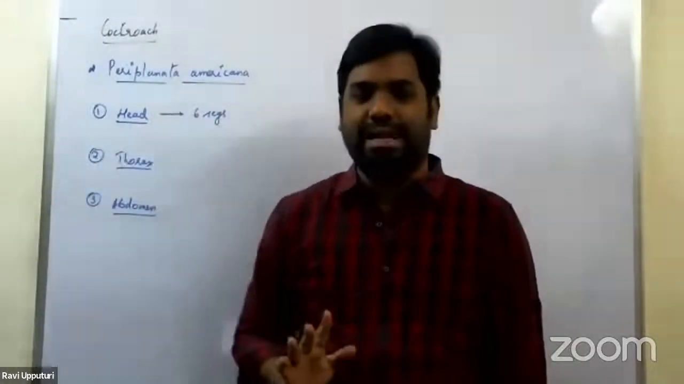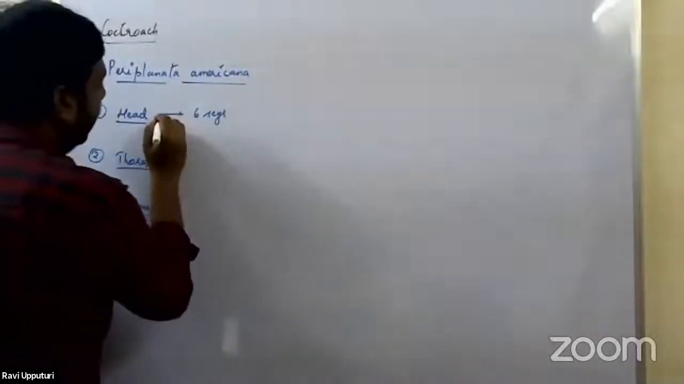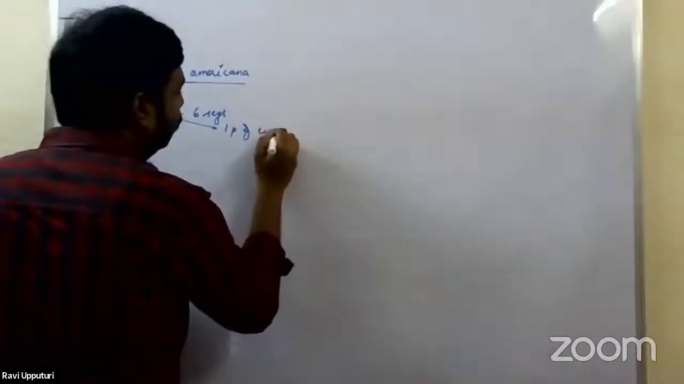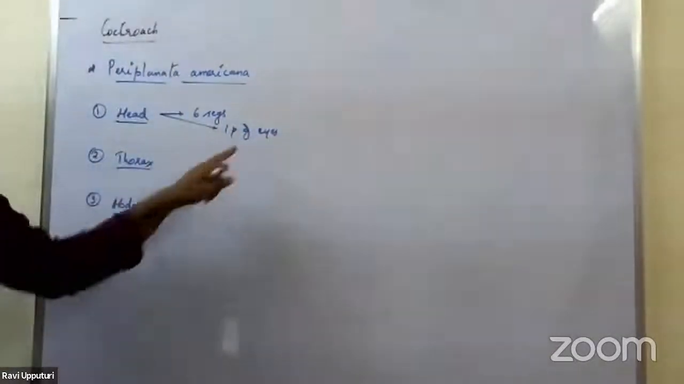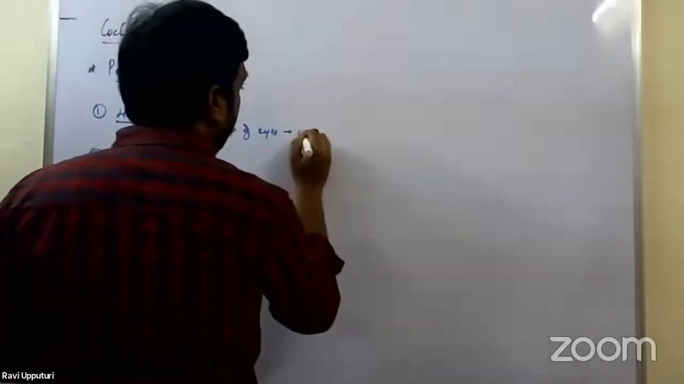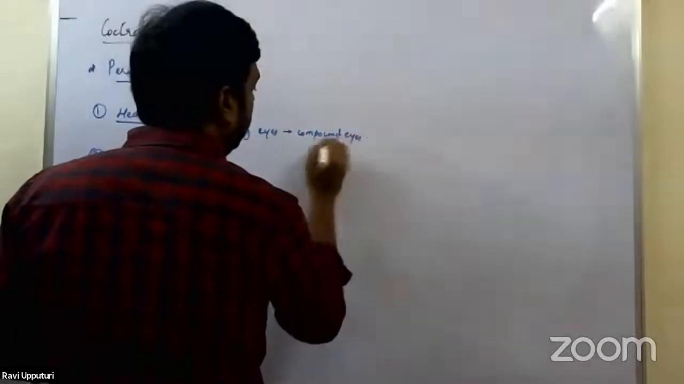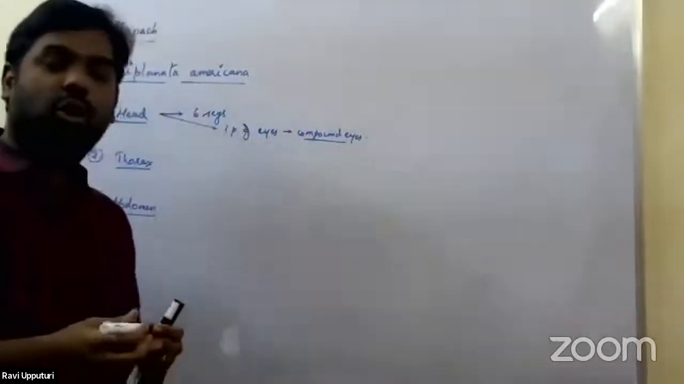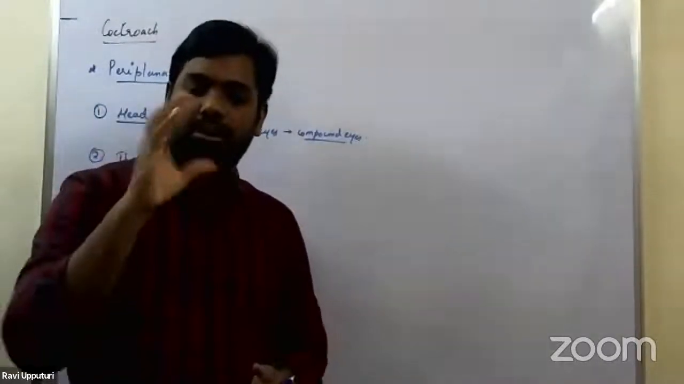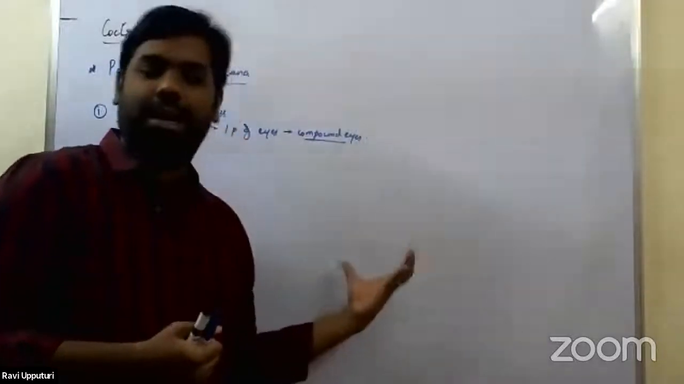Now, what all does the head consist of? Head consists of one pair of eyes, which are usually referred to as the compound eyes. I hope all of you are familiar with compound eyes. Compound eyes are made up of smaller units of simple eyes.